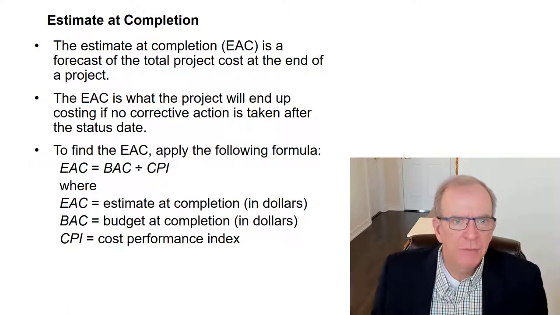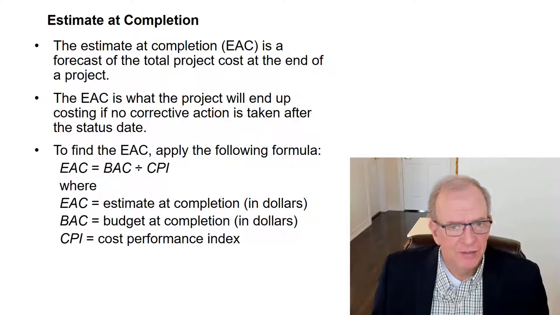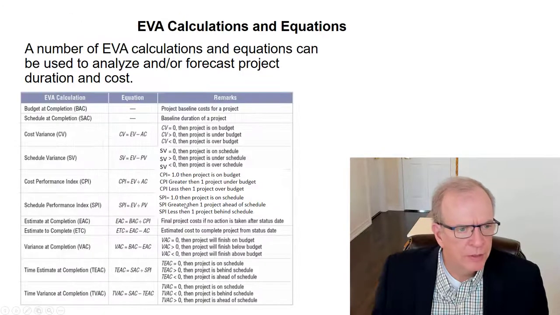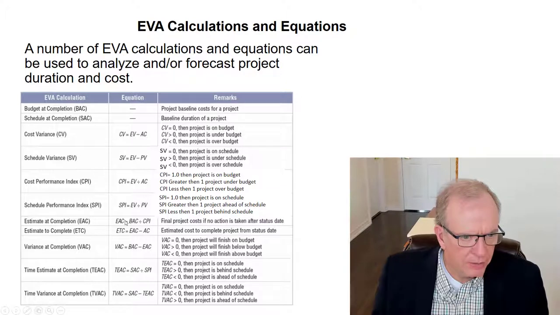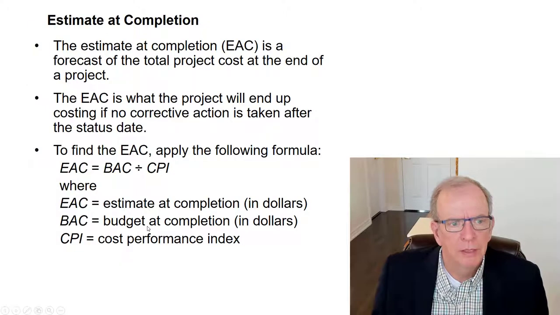So the estimate at completion, EAC, is a forecast of the total project cost at the end of the project. The EAC is what the project will end up costing if no corrective action is taken after the status date. So just giving you that information. And that is that aspect of the budget, actual cost divided by the CPI. So you can see how this flows out. And I think we had that over there, right? So this is this formula there.